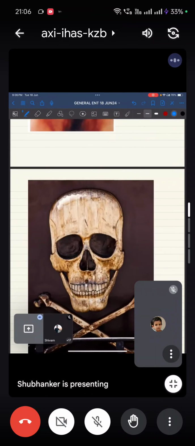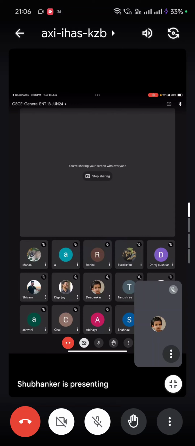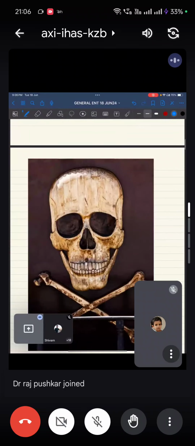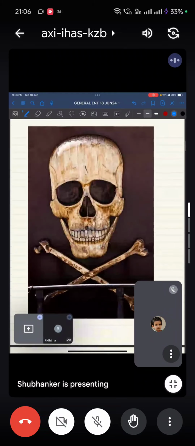What is this, guys? Can anybody tell? Come on. What does this signify? I have purposefully placed this image. It has nothing to do with OSCE. Danger sign. Yes. Danger sign.